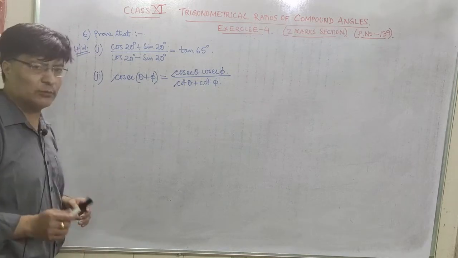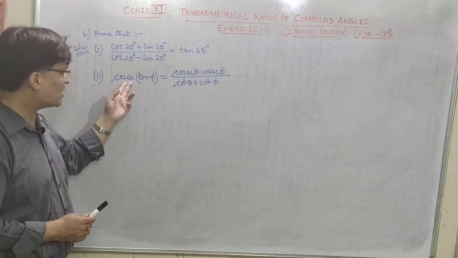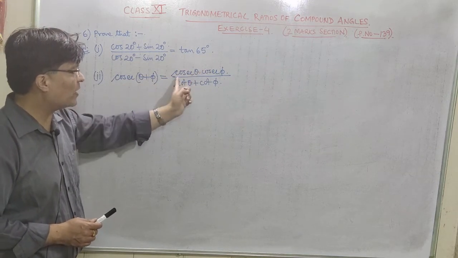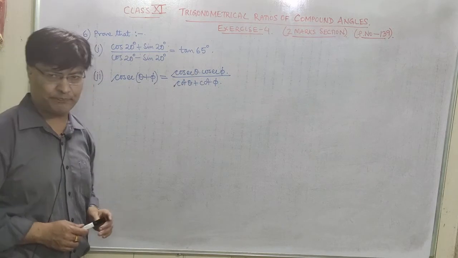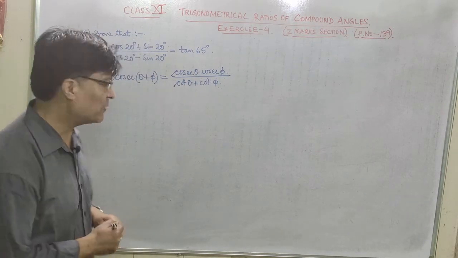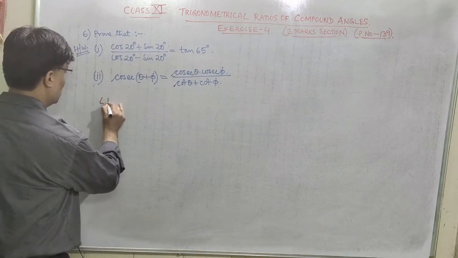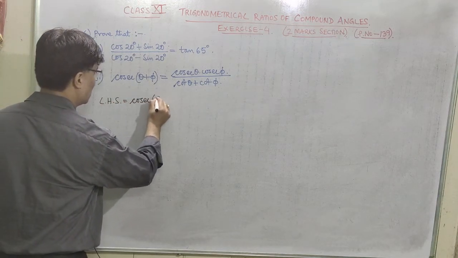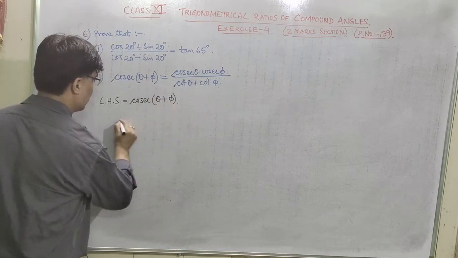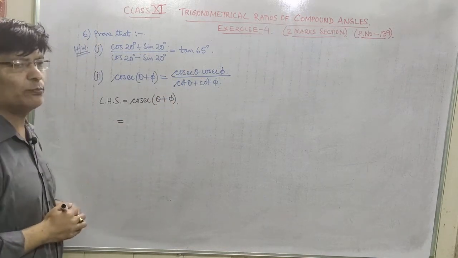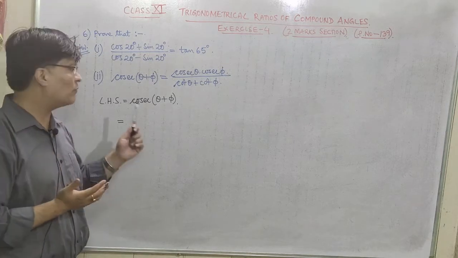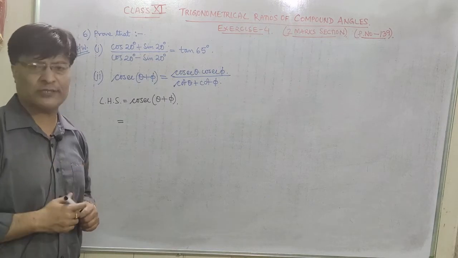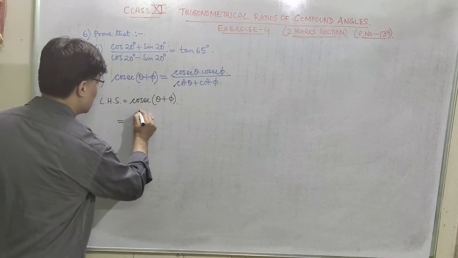So let's do this question number 2. You have to prove that cosec within bracket theta plus phi is equal to cosec theta into cosec phi divided by cot theta plus cot phi. So let us prove it from left hand side now. So LHS is equal to cosec within bracket theta plus phi, which is equal to, but we don't know the formula of cosec A plus B, but we know the formula for sine of A plus B, isn't it? So let us change it into sine.